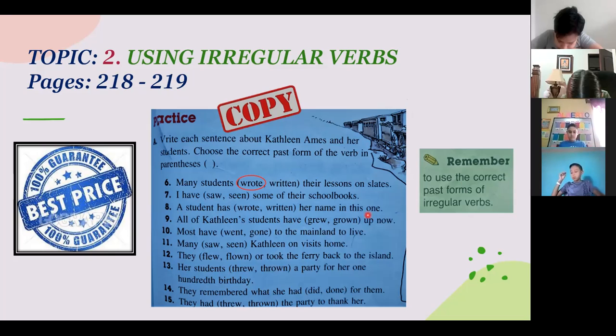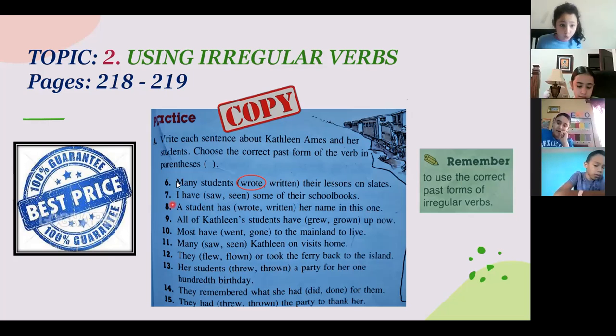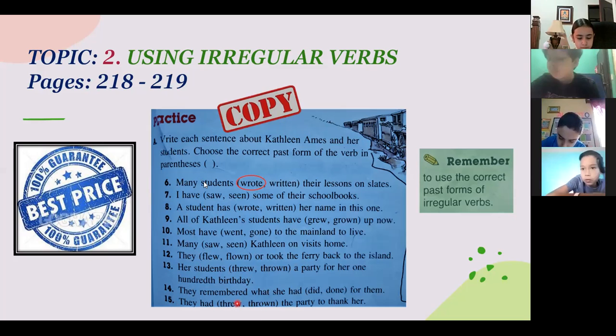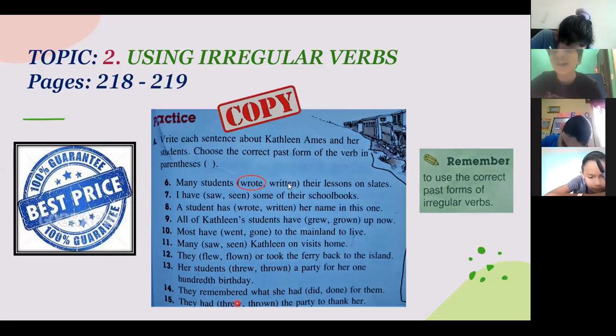Miss, do I copy number 6? Yes, copy everything. Copy from 6 to 15, class. If we don't have time, because yes, we have time, we're going to copy later just the answer. But right now, let's start writing the sentences. If at the end we don't have too much time, let's just write the answer. But right now, copy the sentence so you remember that wrote is the answer and not written.